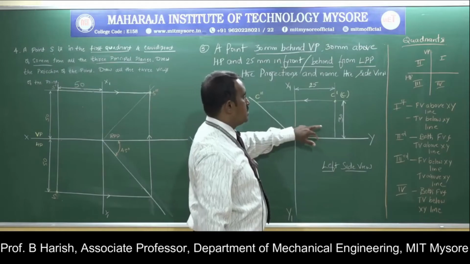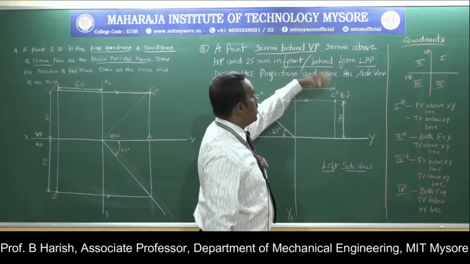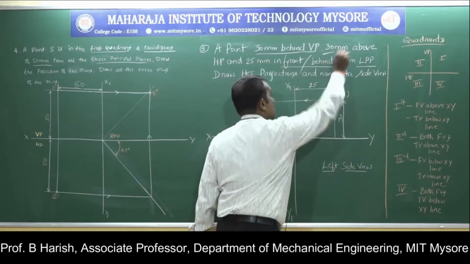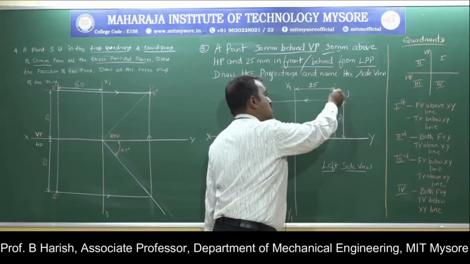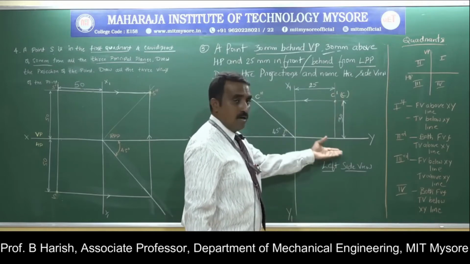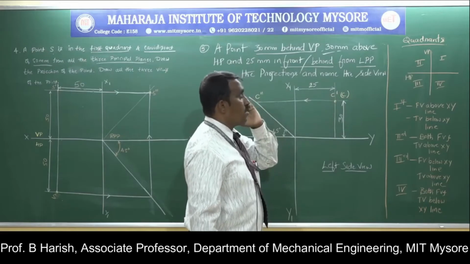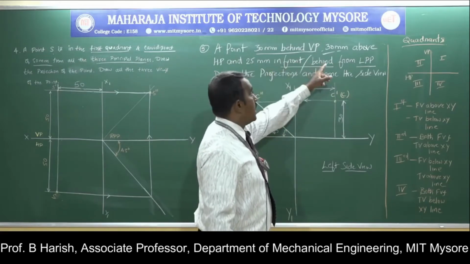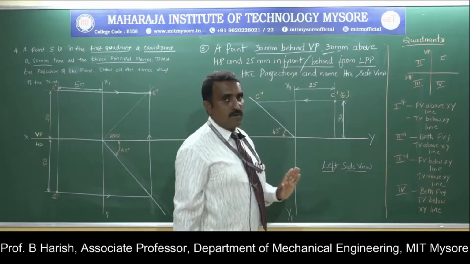Since it is both 30 mm behind VP and above HP, both given as 30 mm, the same point will be your top and front view. So measure the distance of 30 mm and locate the projector. This will be both your top and front view, since it is given 30 mm behind and 30 mm above HP. Then this fixes your top and front view.